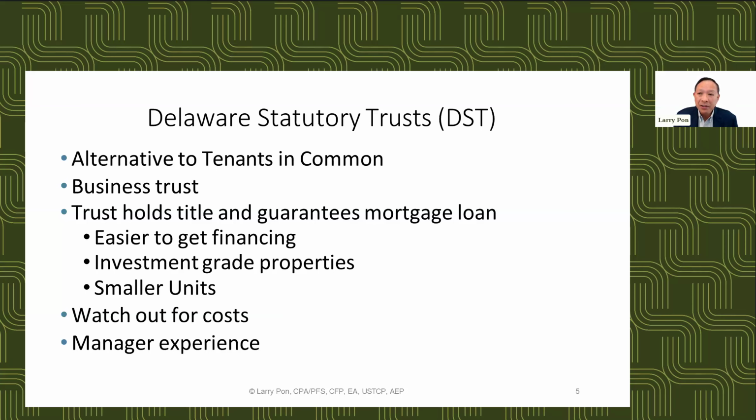Property type diversification could be multi-unit apartments, an office complex, a warehouse, or whatever types of properties. So you can diversify by types of properties. Or instead of putting all your eggs in one basket, you can diversify across different DSTs.